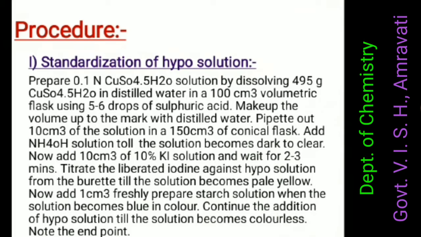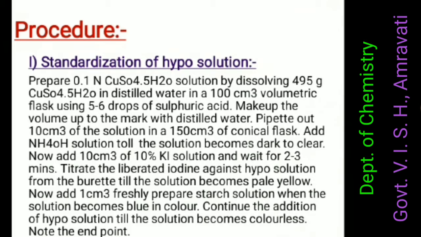Pipette out 10 ml of the solution into a 150 ml conical flask. Add NH4OH solution till the solution becomes dark blue to clear. The meaning is that when you do this procedure, the solution will become dark, but after adding NH4OH, you will get a clear solution. Till that time you will have to continue this practical.